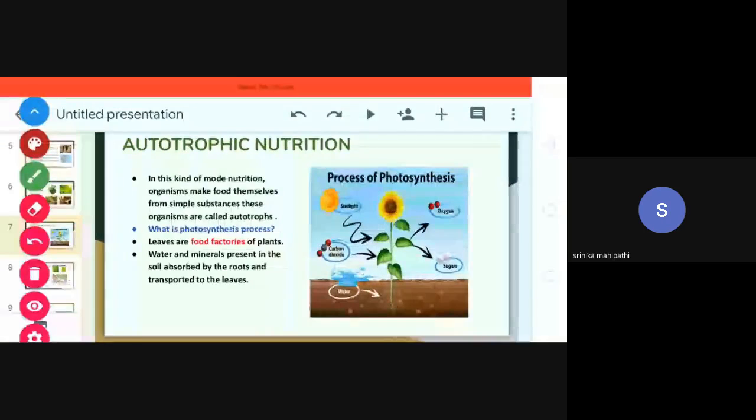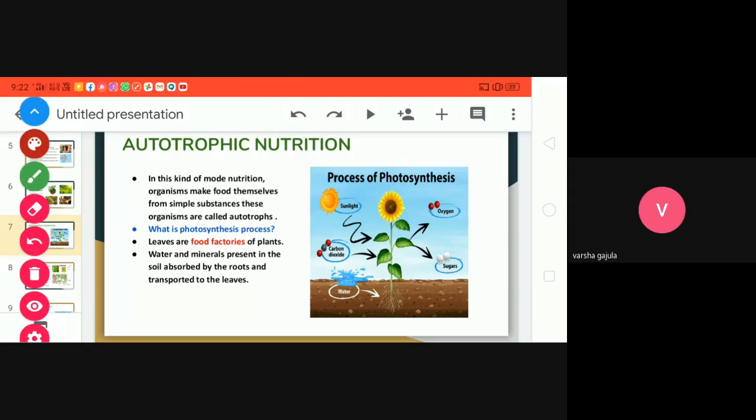Sir, why can't other parts of the plant prepare food? I did not get your voice. Can you repeat? Why can't the other parts of plants prepare food? Because other parts of the plants do not contain chlorophyll, right? Most of the plants, only the leaves contain chlorophyll, right? So that's why leaves are called food factories of plants.